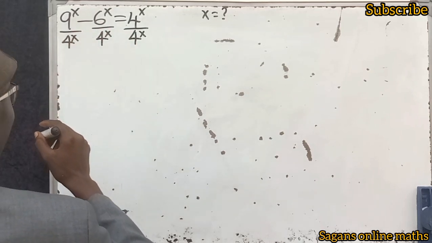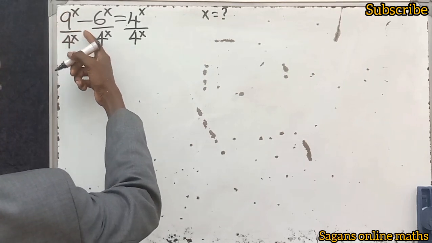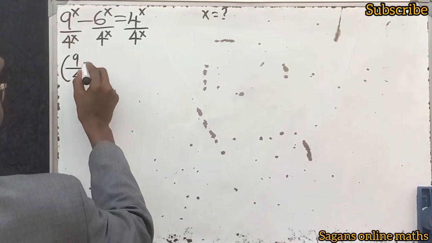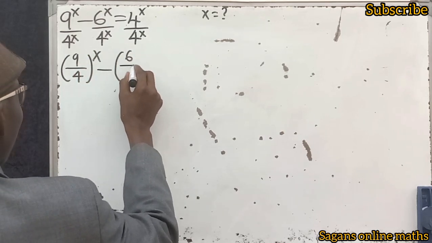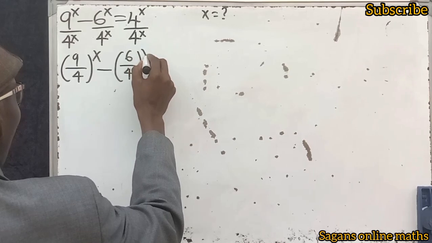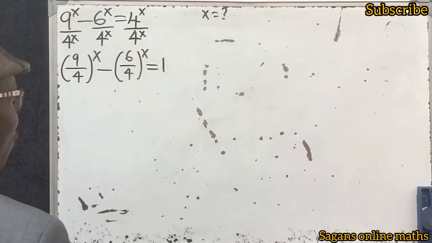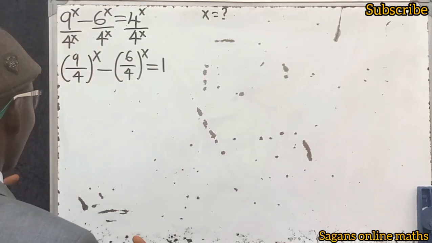Now, by obeying some of the properties of indices, we can do something very interesting here. We can write this as 9 divided by 4 all to the power of x, minus 6 divided by 4 all to the power of x, equals 1, because 4 to the power of x divided by 4 to the power of x is 1.